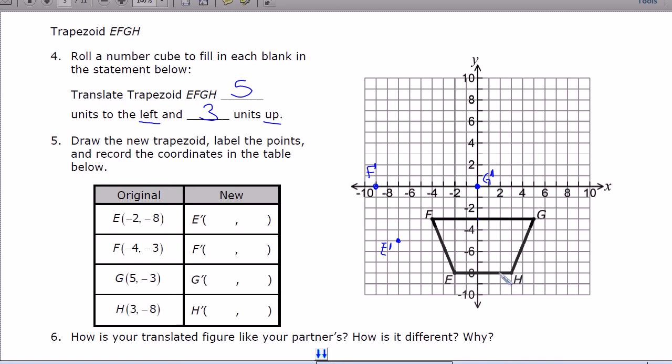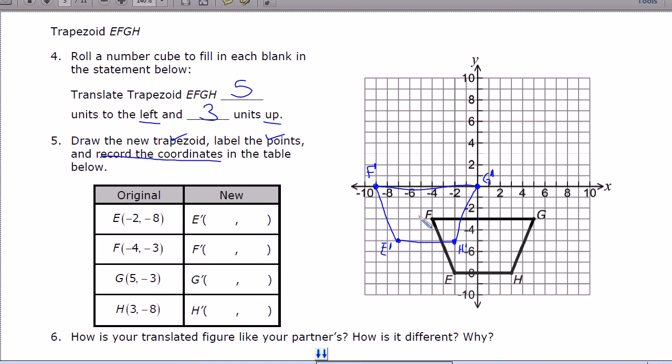And that's F prime up here, and that's G prime right there. So H prime is going to be 1, 2, 3, 4, 5 units to the left, and 1, 2, 3 units up. So H is going to be right here, H prime. So now when I connect my dots, I end up with my trapezoid. I translated a trapezoid. Okay, so the same thing, we already have drawn the new trapezoid. We label the points E prime, F prime, G prime, and H prime.